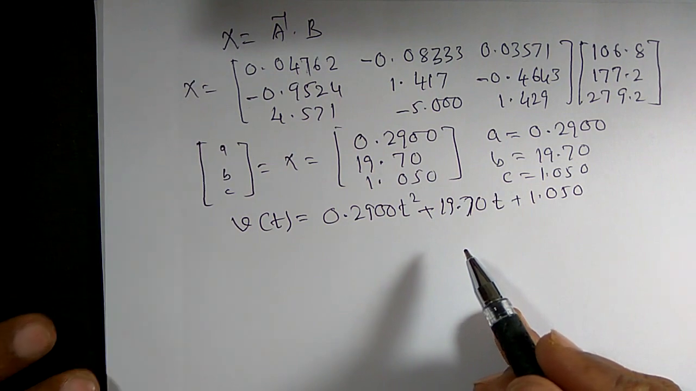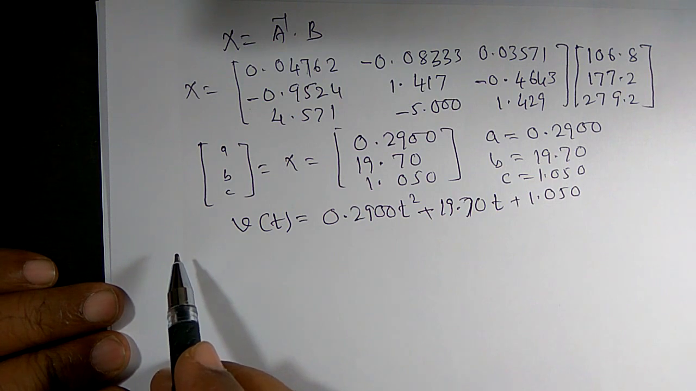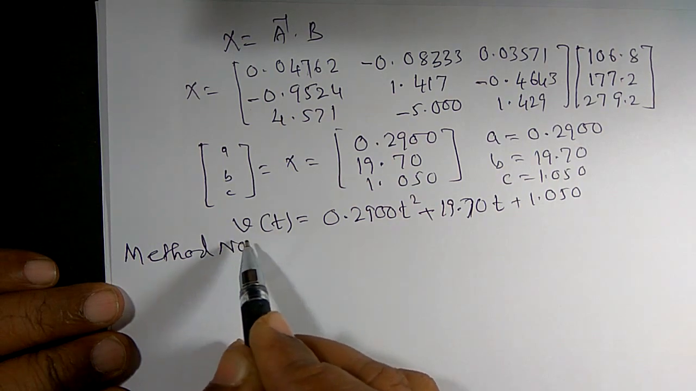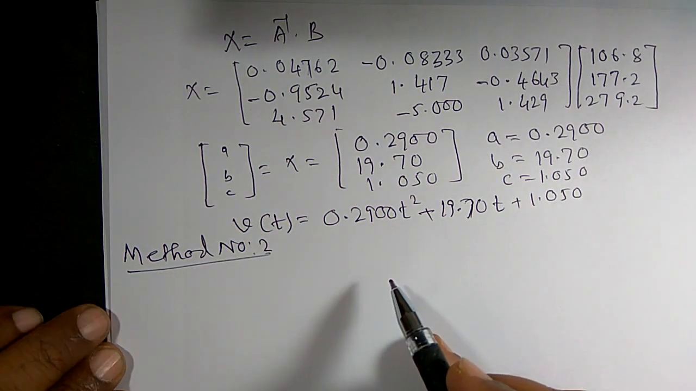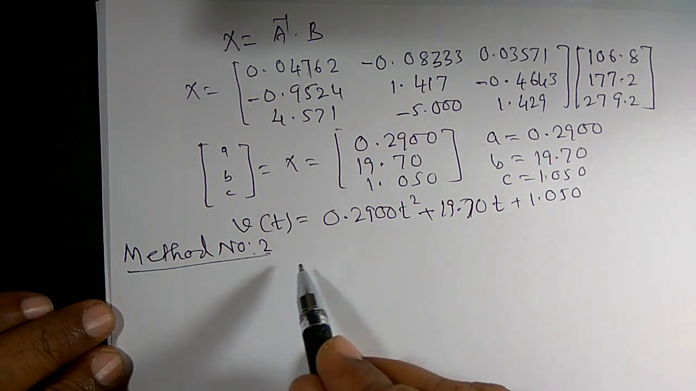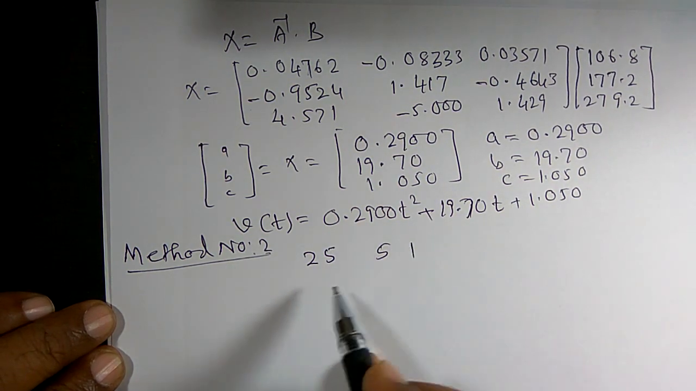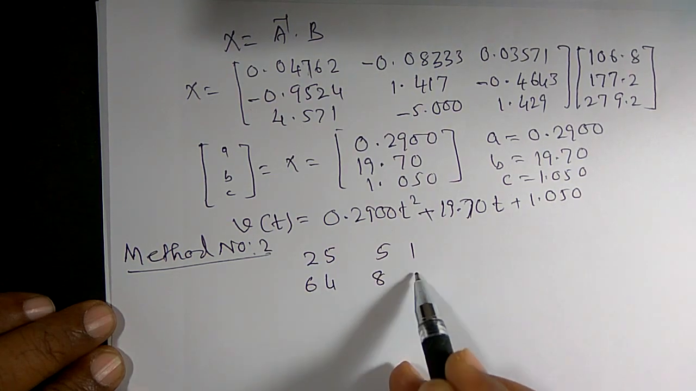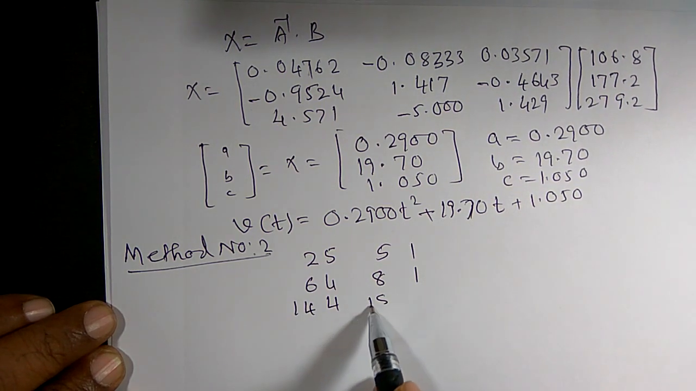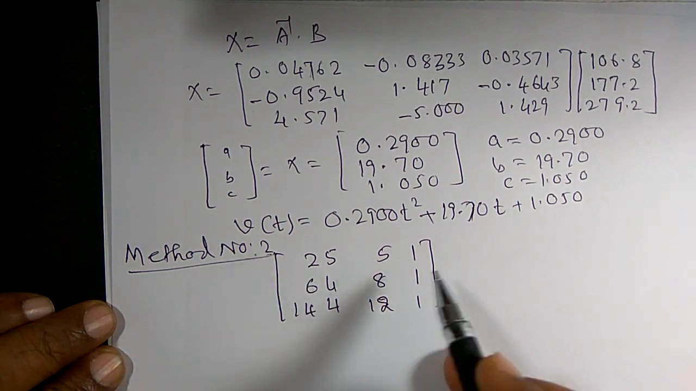Now we have obtained the solution by using a particular method, by calculating the inverse of A. The same example can be solved by using another method. Here I am going to use the Gauss elimination method. What is the given matrix A? A is 25, 5, 1. Second row is 64, 8, 1. Sorry, third row is 144, 12, 1. So this is the matrix A.